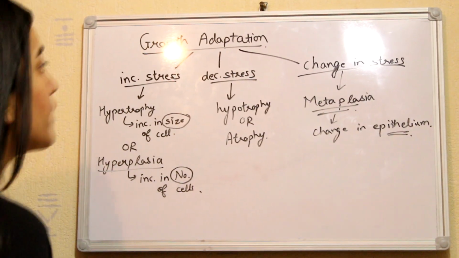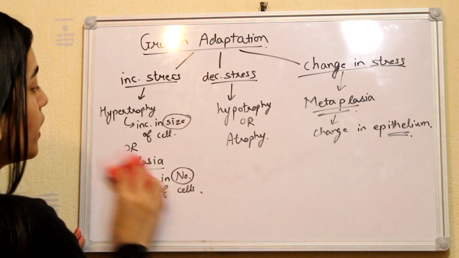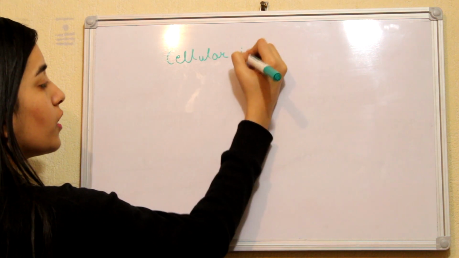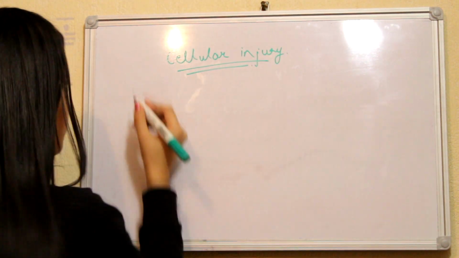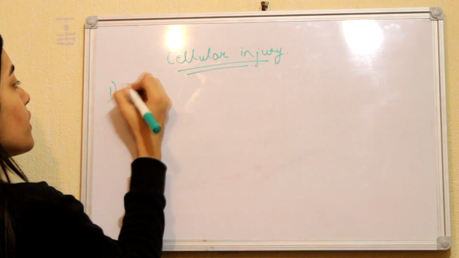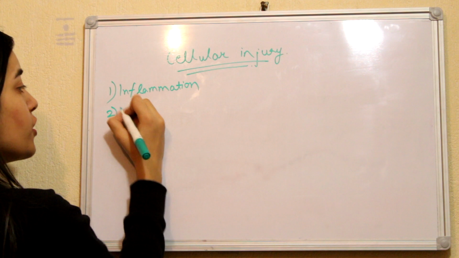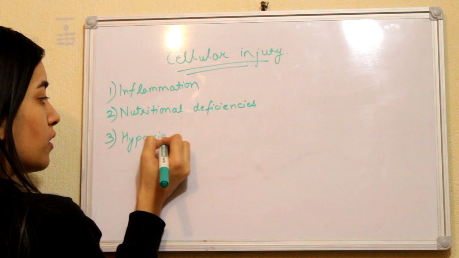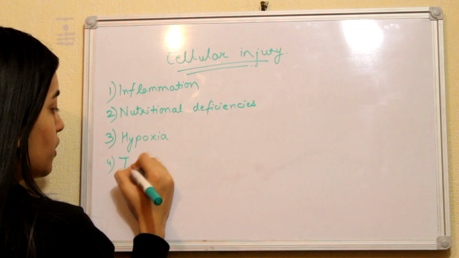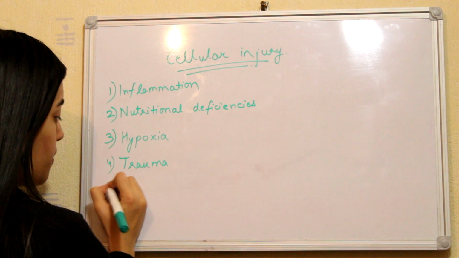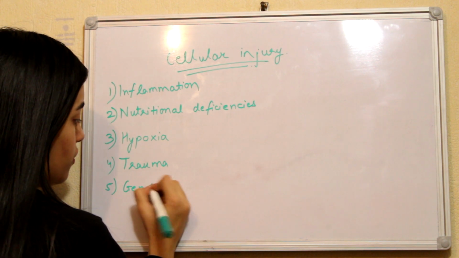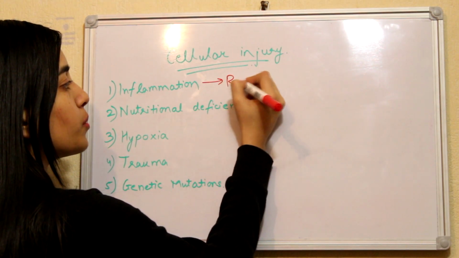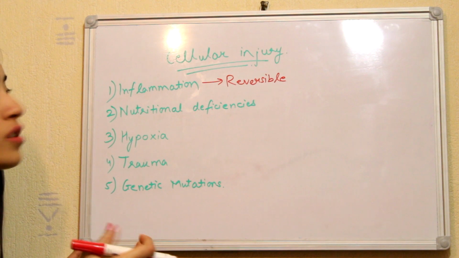Okay, moving on to the next topic of our video, cellular injury. Majorly there are 5 types of cellular injury that you need to remember. First is inflammation, second is nutritional deficiencies, third is hypoxia, fourth is trauma, and fifth is genetic mutations.